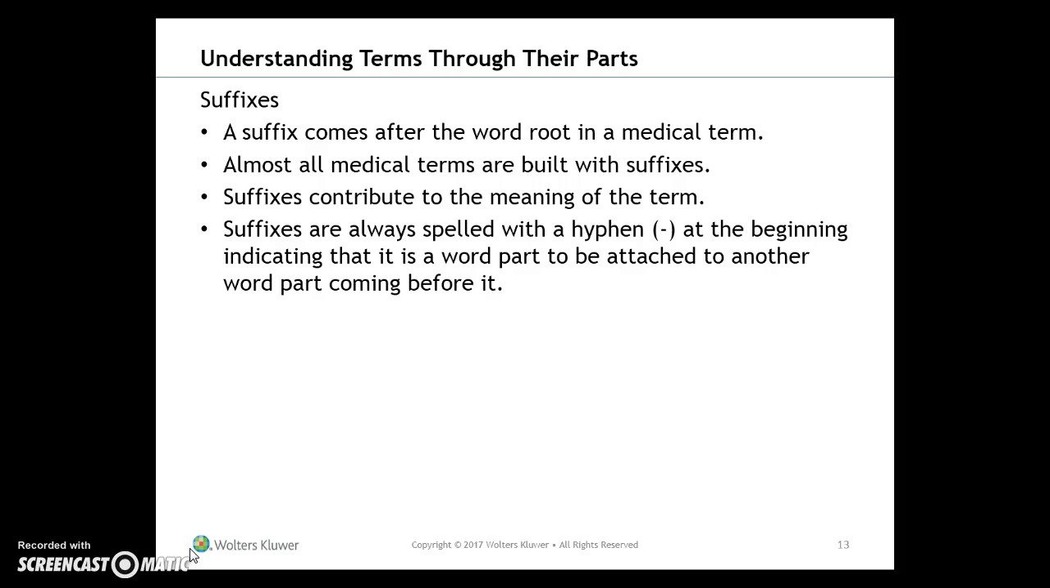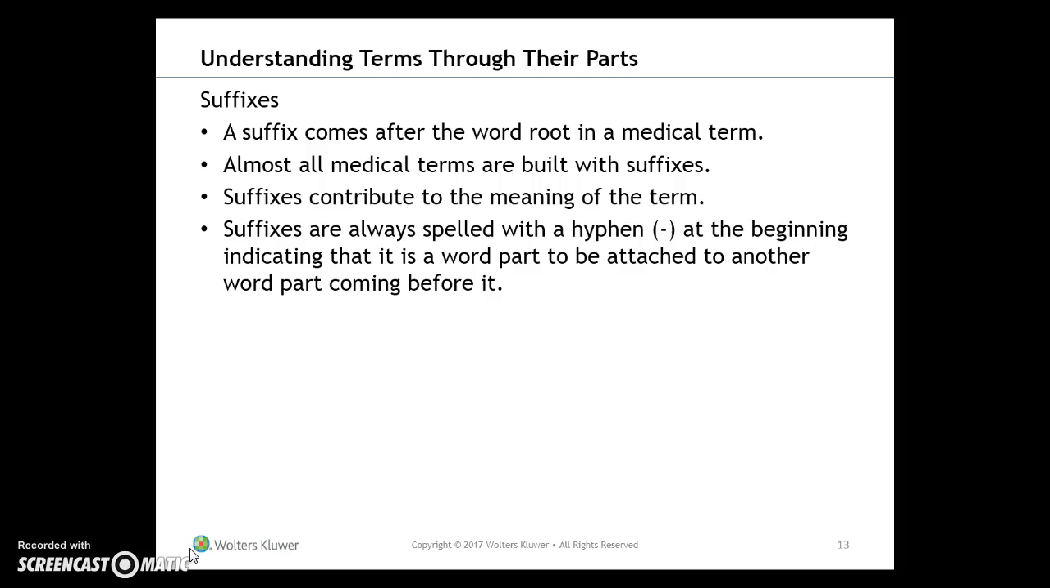So the final part is the suffix. Like prefixes, suffixes are attached to a word root, but they come after the word root. A hyphen placed before the word part, as in -ac, means the part is a suffix. For example, the suffix -ac means pertaining to, so cardiac simply means pertaining to the heart. And the suffix -al also means pertaining to, so what do you think cranial means? Cranial means pertaining to the skull.